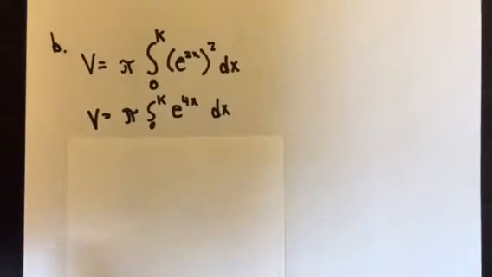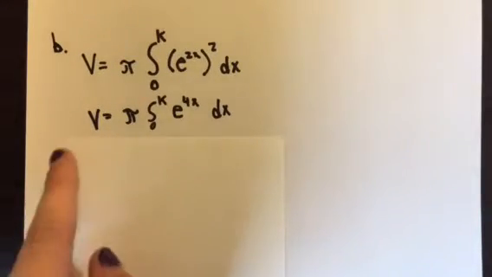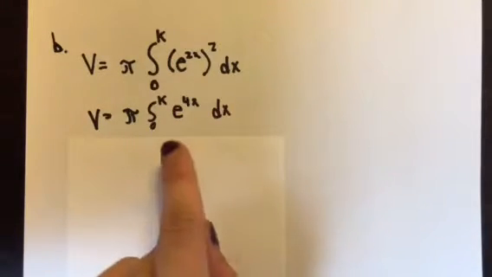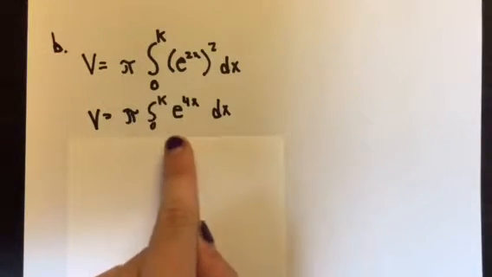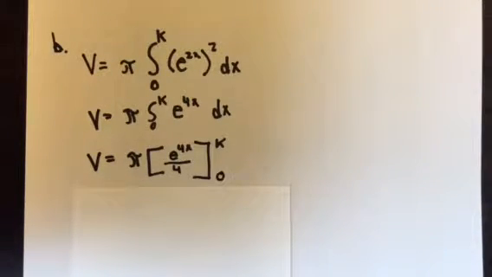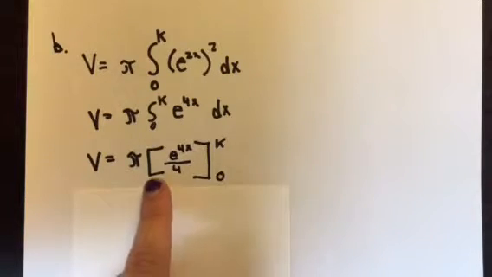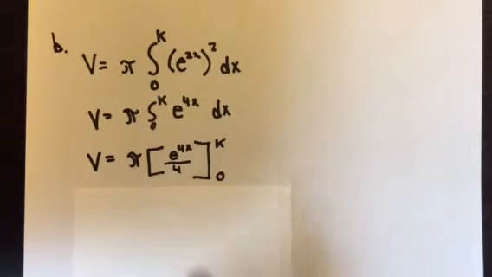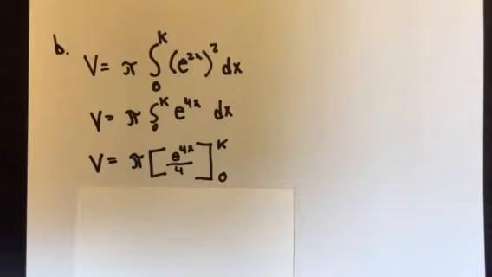Now we have our v equals pi integral from 0 to k. I just simplified this. I brought our 2 in, so it's e to the 4x dx. And so now, when we integrate this, I left the pi outside. And so this is our e to the 4x over 4. So you could substitute this.